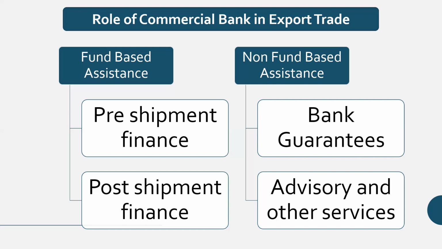What are the activities that can be done under non-fund based assistance? As we said, the very first thing is bank guarantees. RBI has authorized commercial banks to issue guarantees and furnish bid bonds in favor of overseas buyers. Prior permission of RBI is not required except in case of exports of capital goods under deferred payments, construction contracts, consultancy and technical services contracts, and turnkey projects.